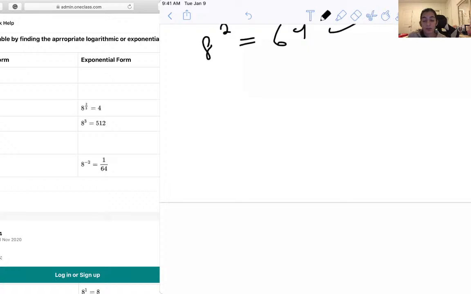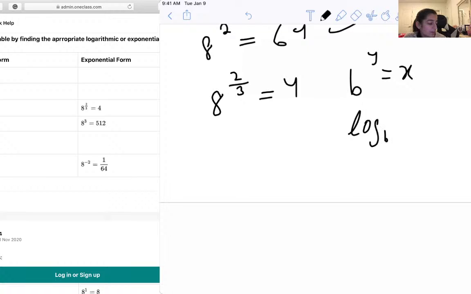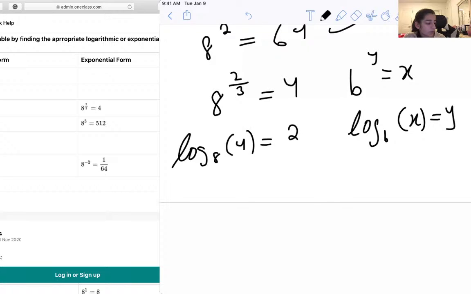This one is for turning exponential to logarithmic. So our exponential is 8 to the power 2 over 3 is equals to 4. So again, that is base to the power y is equals to x. And that will need to turn into log of base times x is equals to y. So for that, it will be log of 8 to x. So our x in this case is 4, and our y is 2 over 3.